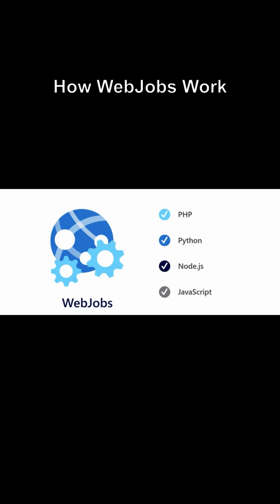WebJobs can run continuously or be triggered manually. This makes them perfect for jobs like checking for new photos in a shared folder. They can be scripted in various languages like C#, Python, and Node.js.